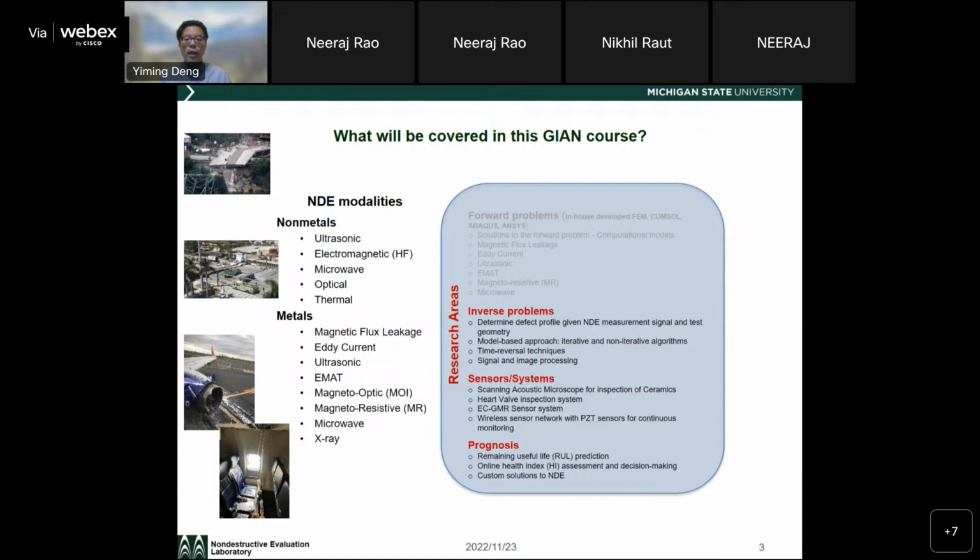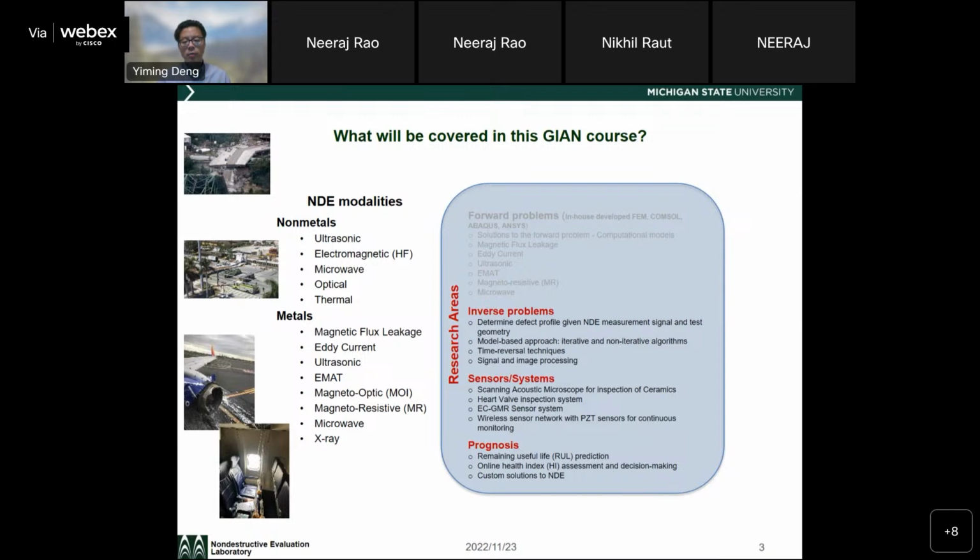All right. So I highlighted three major aspects that we are doing here in terms of research, and this is also going to be covered in the GIAN course. For efficient, effective teaching, I believe in this philosophy that we always have to stay at the forefront of research, right? So we are going to teach the course based on the ongoing research that we're having here at Michigan State and cover the fundamentals in inverse problems, sensors and systems, and also prognosis.